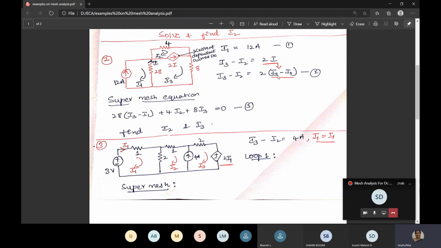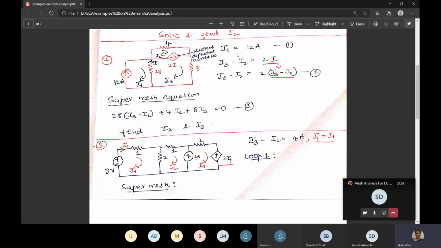So wherever I is there, I'll write I3 minus I1. It is a current dependent current source. It depends upon the current that is flowing in the 28 ohm resistor branch, so in place of I, I will write I3 minus I1. This is about the dependent source. Whenever you see a dependent source, you should not panic. You just see in which branch it is depending. Is it a current source? Then write the current. If it is a voltage source, multiply that current with resistance and write the voltage. You have to remember that basic concept.